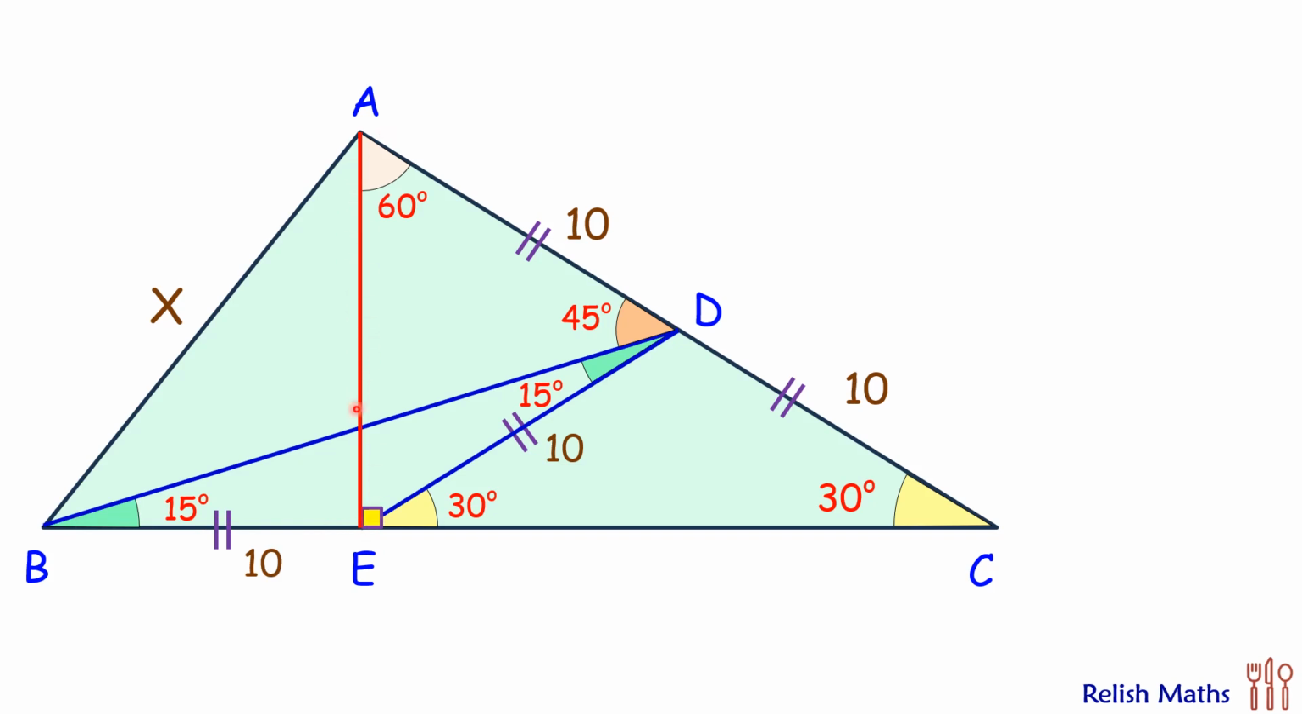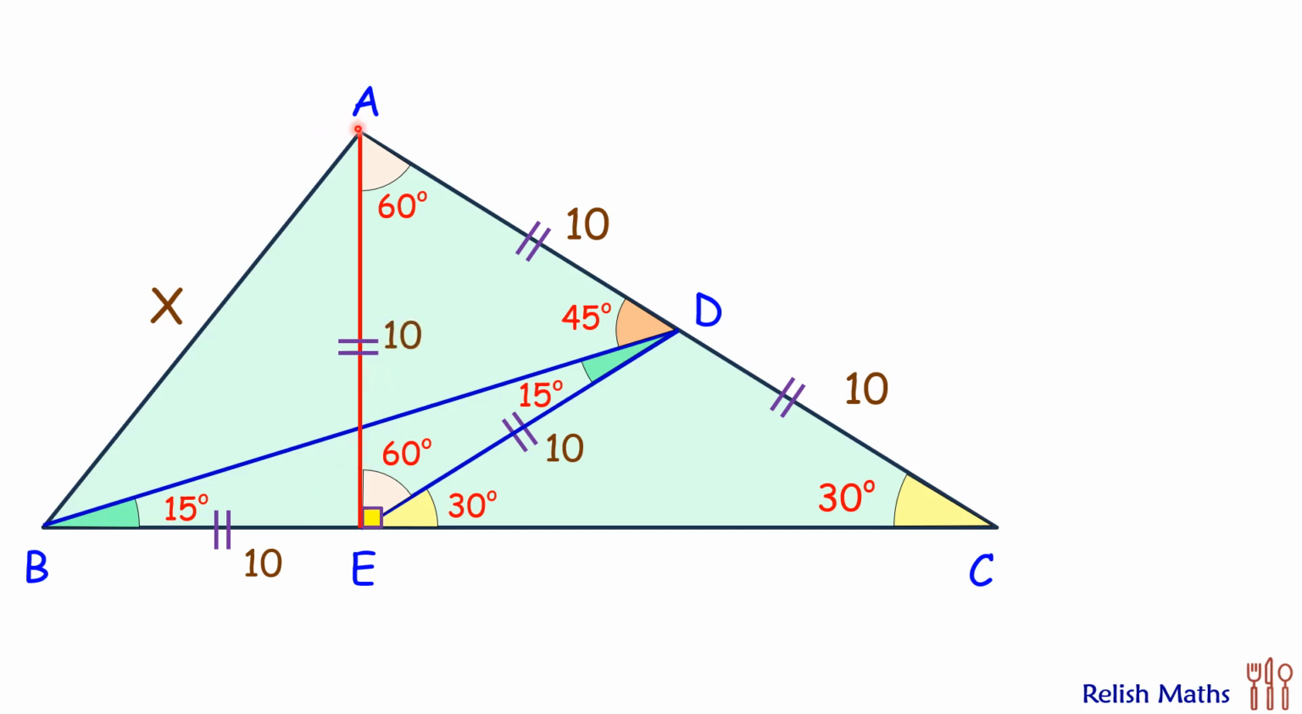Now here this angle is 90 degrees, so this remaining angle here will be nothing but 60 degrees. Now in this triangle AED, all the angles are 60 degrees each, and thus this triangle is an equilateral triangle, so the length AE will also be 10 cm.